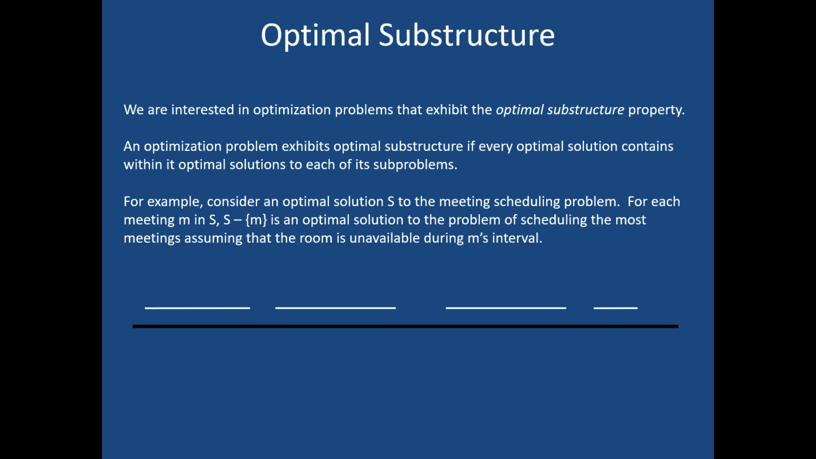Let's suppose this is the optimal solution to the meeting problem. Suppose we took this meeting here and threw it out, and said the room is not available during this time. And now I ask you, what's an optimal solution to the problem of scheduling meetings into a room that's available during this interval and during this interval?